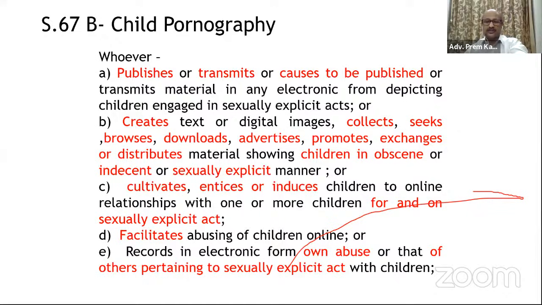So there could be situations where somebody befriends you or befriends a child and slowly gains the trust of the child, and then slowly pushes the child, after gaining the trust, inducing the child into committing sexually explicit acts. This whole process is known as grooming. Now, whoever cultivates, entices, or induces children, the whole stuff here is termed grooming. But legally, of course, the provision says cultivates, entices, or induces. So please be aware of this.